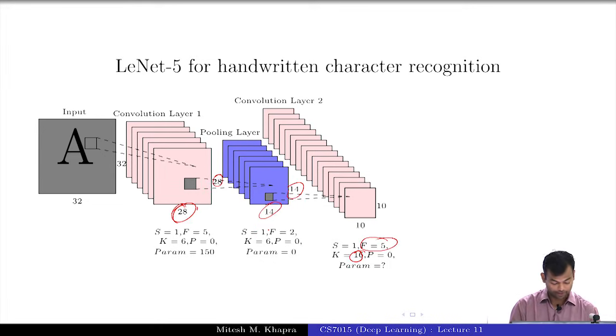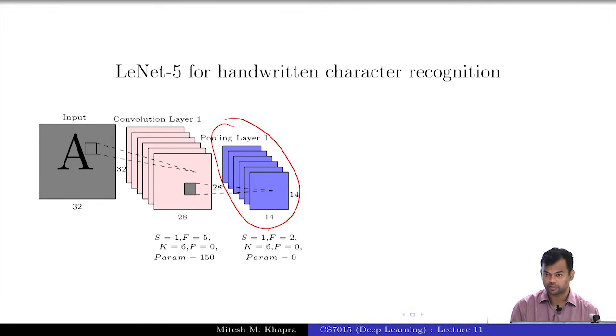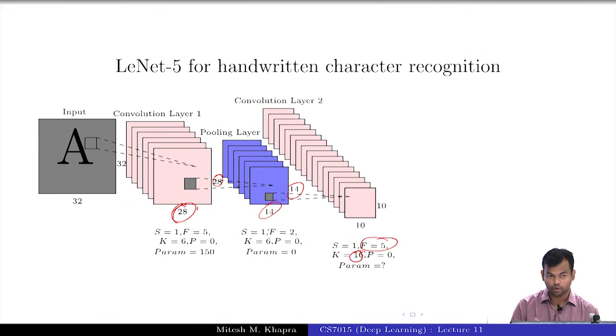Go from the pooling layer to the next layer, from here to the next layer. Okay. So now what's the depth of your input volume? 6. And what's the width and height? 14 cross 14. So now every filter that I'm going to apply at the next layer is going to have a depth of 6. So I've decided to apply 16 such filters. Okay. So what's the depth of this layer going to be? The depth of the output is equal to the number of filters. So the depth is going to be 16.